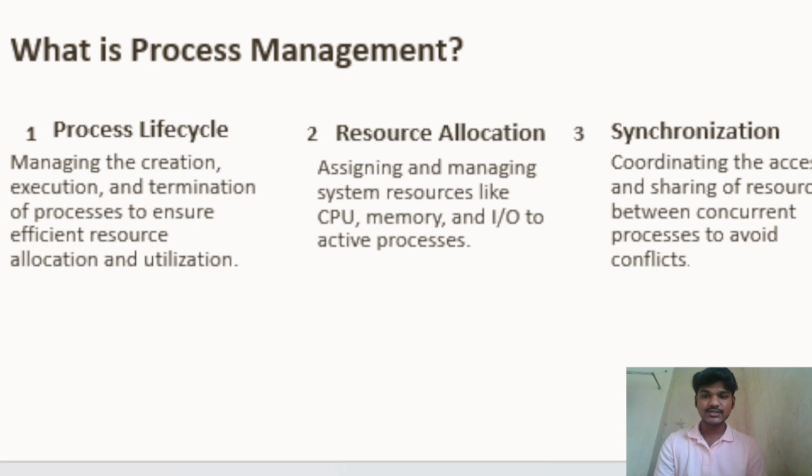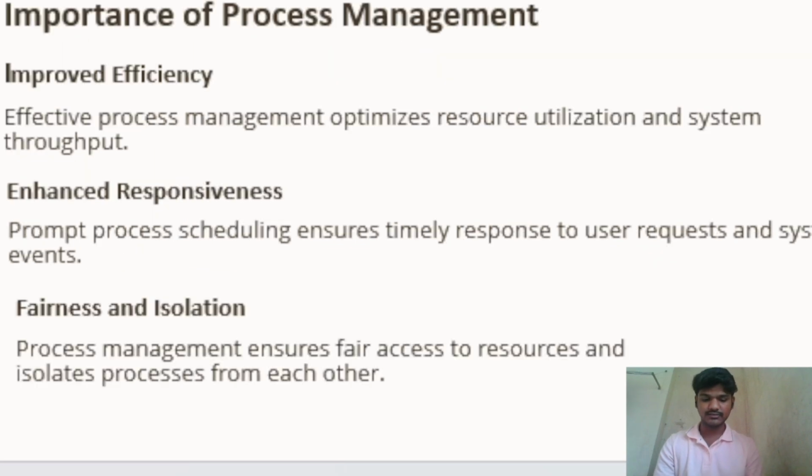Resource allocation means assigning and managing system resources like CPU, memory, and input output to the active processes. For active processes, the resources will be allocated to work on them. Synchronization means coordinating the access and sharing of resources between concurrent processes to avoid conflict. The resources will be shared continuously among the processes so that conflict is avoided.